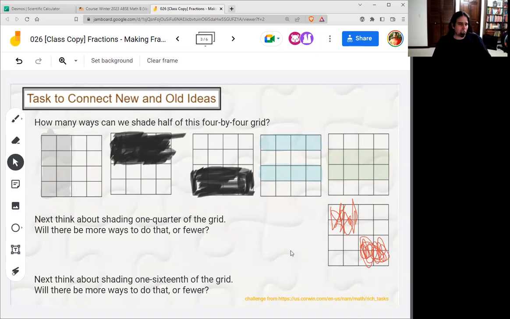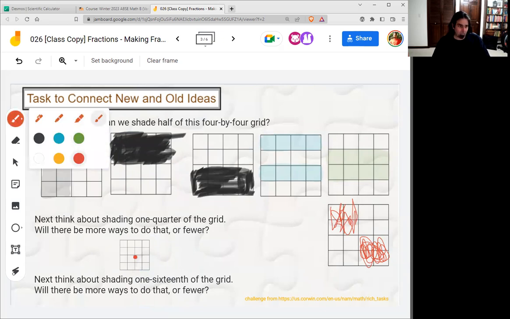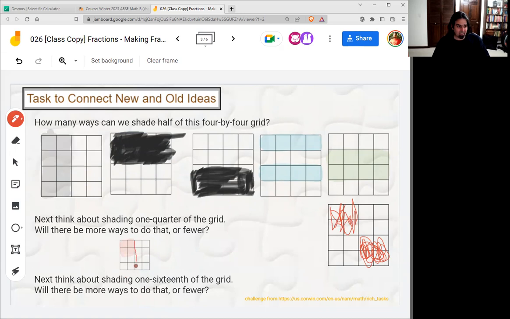How about if we're shading just a quarter of our grid? I'm going to make it a little smaller so it'll fit here. If we wanted just a quarter of it, then I can do similar to what was done just now. Let's just put this top quarter and not the other 3/4. Do you think there's more ways to do quarters or halves? That's an interesting question. What about a 16th of the grid?